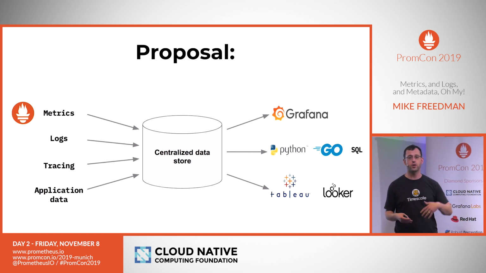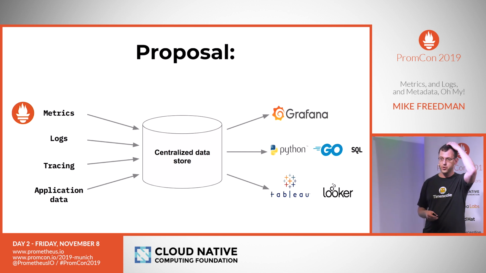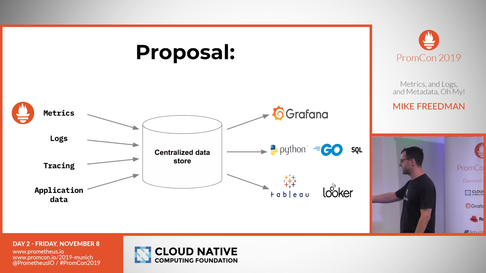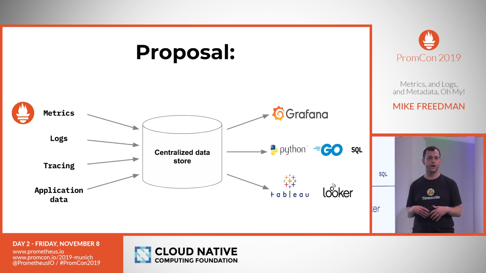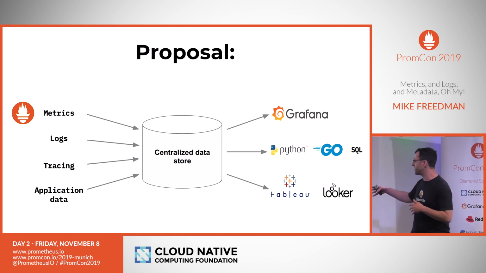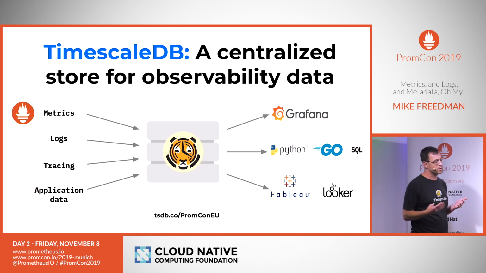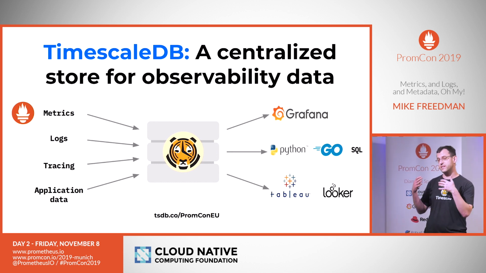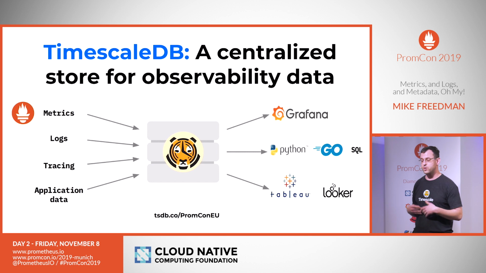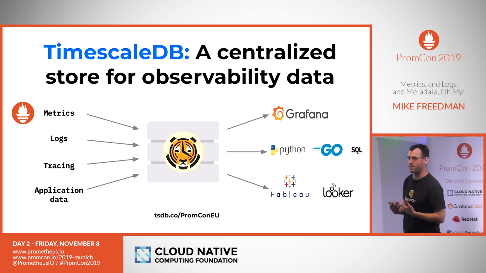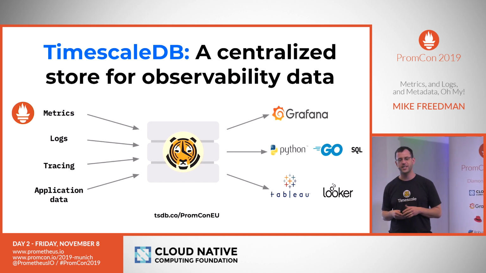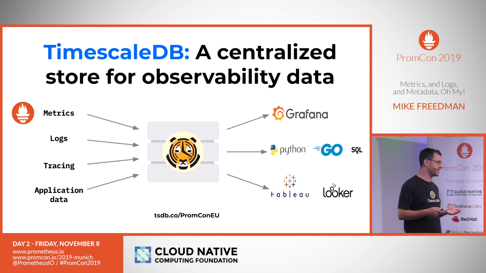And on top of this you could put Grafana, you could allow your business analysts to use things like Looker or Tableau, you could let your data scientists use Python, and in fact, you could reach it with raw SQL. So in some sense, that's what I'm going to talk about today, and show you a quick demo on top of Grafana, using a database, in fact, one we built, TimescaleDB, to provide a centralized store for all of your observability data.